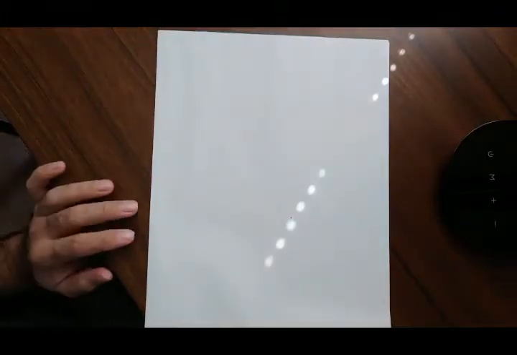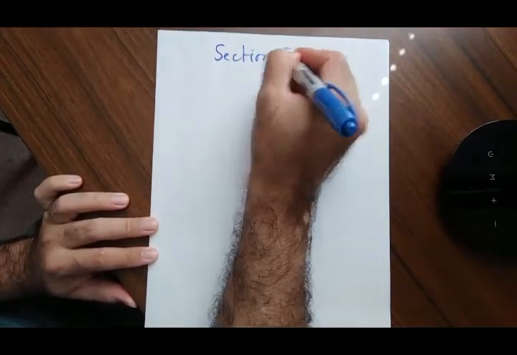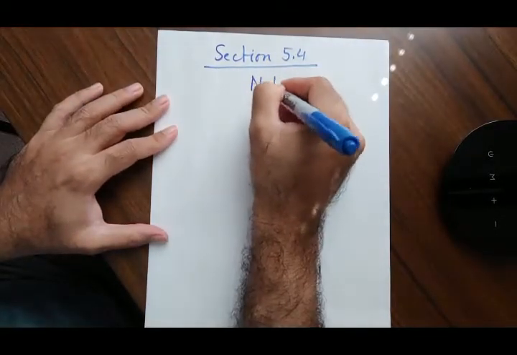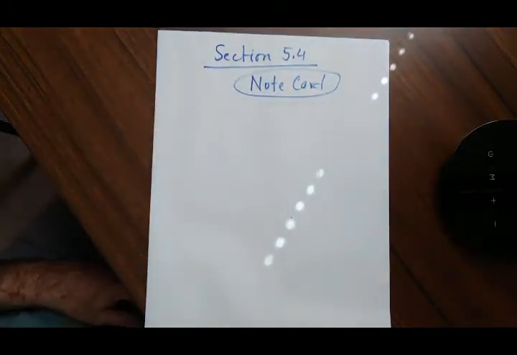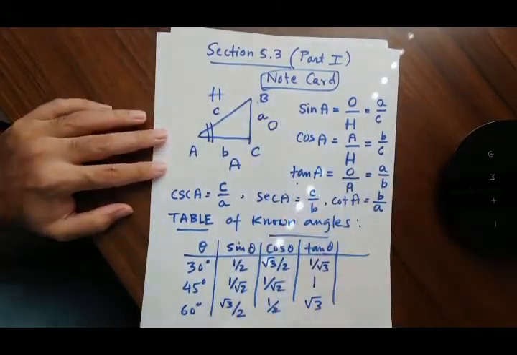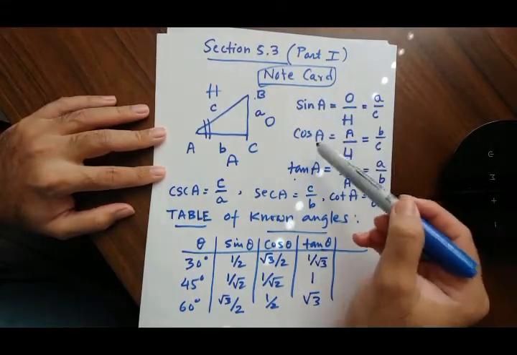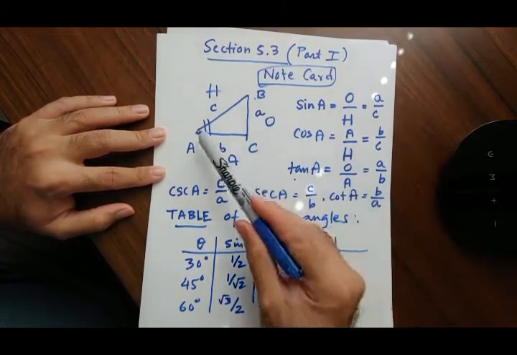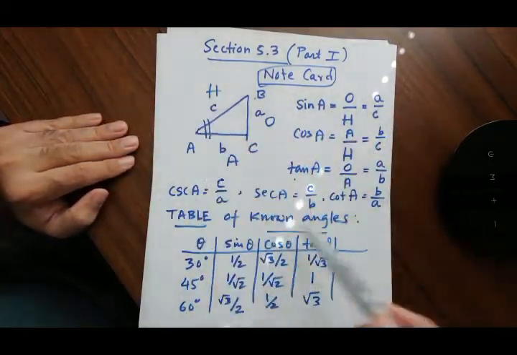Let's start with section 5.4. In the note card part, we don't have to write anything new, because we already know from section 5.3 we have this right angle triangle right here, and the formula for sine is opposite over hypotenuse, cosine is adjacent over hypotenuse, and tangent of the angle A is opposite over adjacent. So that's the same exact concept that we have in section 5.3.